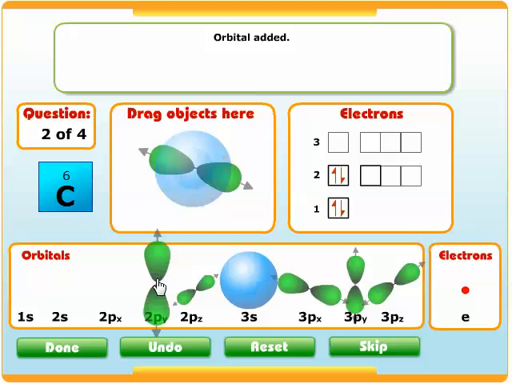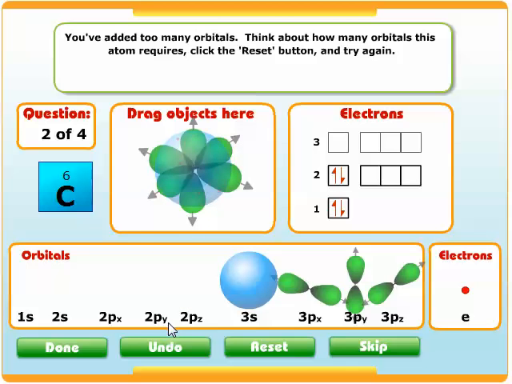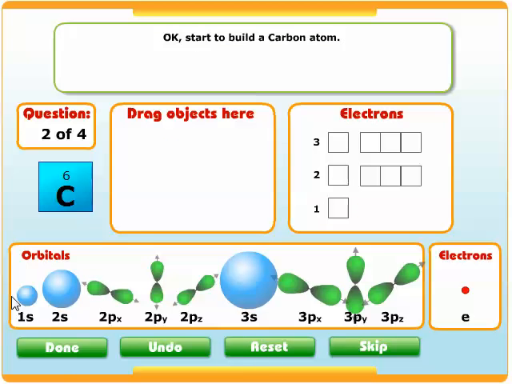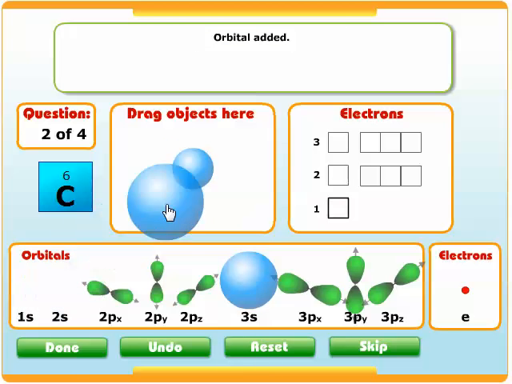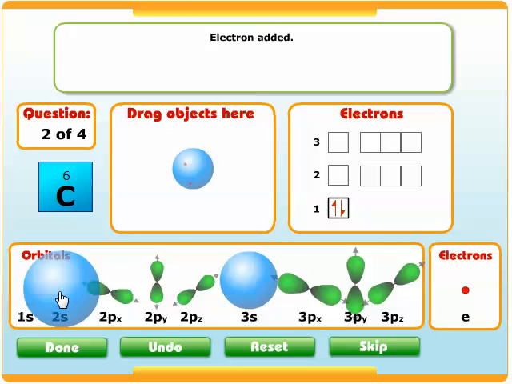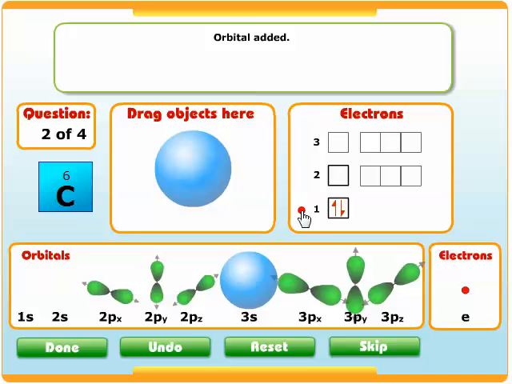So I know I'm going to have 1, 2, 3. We're going to have a maximum of 3 orbitals in the p section, so in our p sublevel. But this says we've added too many orbitals, so we need to think about how many orbitals this atom requires. So I'm going to reset, and we need just 1, 2. Oh, I need to add my electrons first. 2. I'm going to add those back. So I only need to add 2 more electrons.